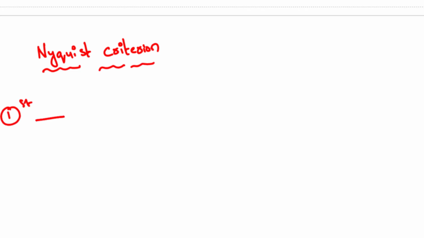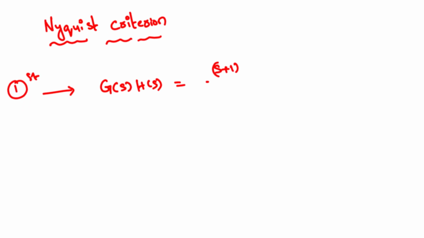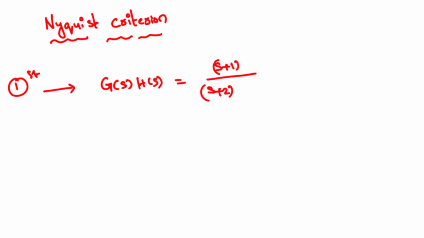Guys, we'll talk about the Nyquist criteria. As I told you earlier, the Nyquist criteria has two types, that is first criteria and second criteria. First criteria implies on the open loop transfer function. The open loop transfer function that we are representing as G(s)H(s) is equal to, let's take some example, (s+1)/((s+2)(s+3)).